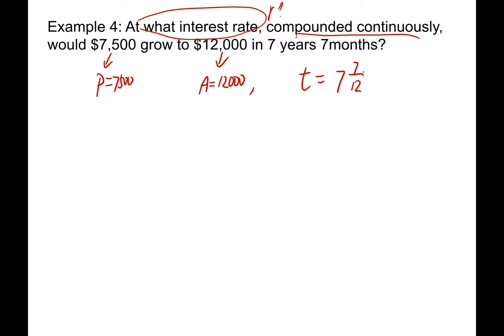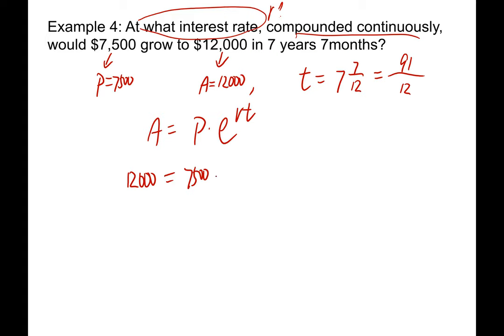So we will use the continuous compounding formula. Before that, we can turn this into an improper fraction: 7 times 12 is 84, adding 7 is 91/12. Now it makes it slightly easier when we move forward into the RT. And one more time, three numbers: 12,000 equals 7,500 times E to the R, which is what we're looking for, times 91/12. And here we're solving for R.